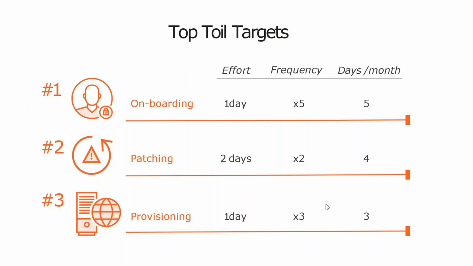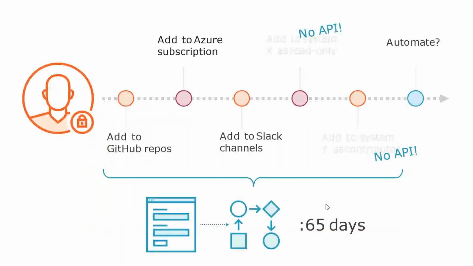Onboarding. The frequency is high. Onboarding. Okay, now you think about it better. Look at this: onboarding, add to GitHub repos. Can you automate? Yes, API is available. Add to Azure subscription, API is available. Add to Slack channels, API is available. But adding a system as read only and contributor, API is not available. So certain ones have no API.